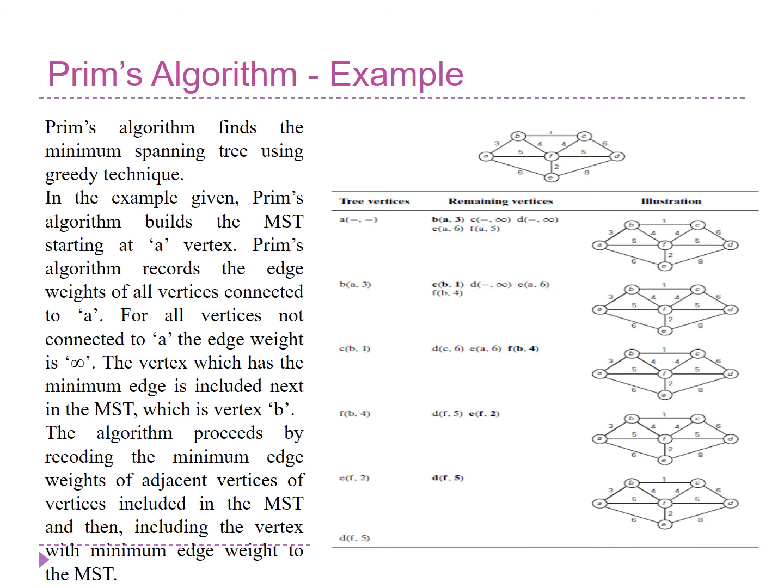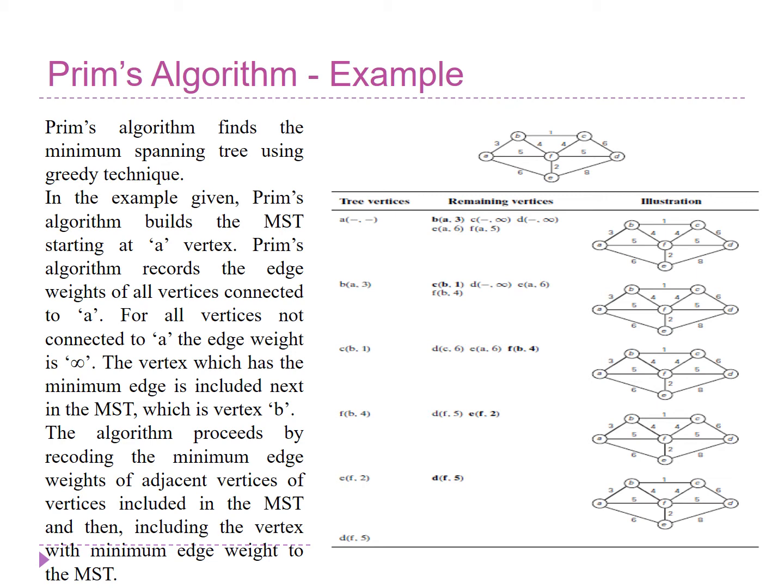Prim's algorithm finds the minimum spanning tree of an undirected graph using the greedy technique. In the example given here, Prim's algorithm builds the minimum spanning tree starting at vertex A. Prim's algorithm records the edge weight of all the vertices connected to A. And for all the vertices not connected to A, the edge weight is marked as infinite. The very first vertex, A, is included in the minimum spanning tree.